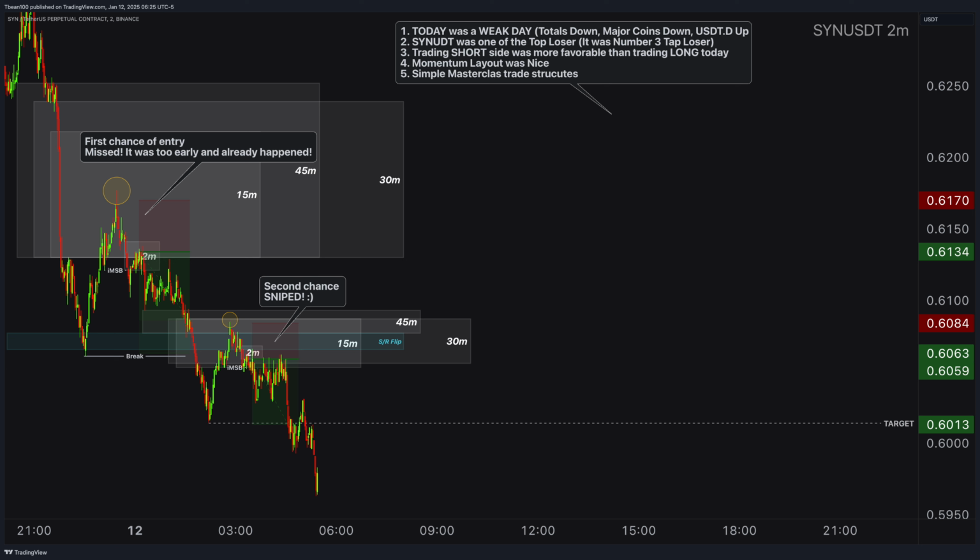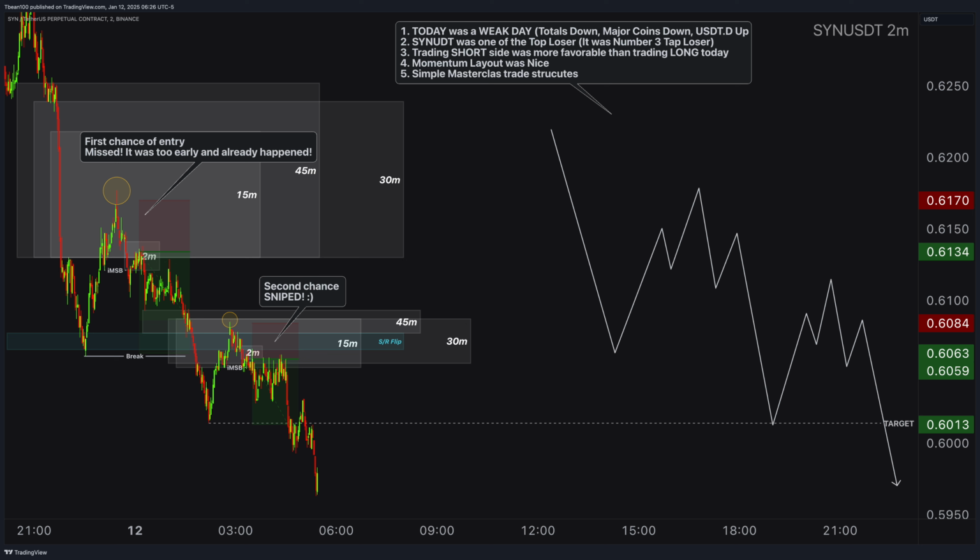If you are confused, let me recap all the price action in simple terms. First, today was a weekend day with negative totals, negative major coins, and a powerful USDT dominance. And the SYN coin was one of the top loser coins of the day. So, I thought that taking a short trade was a better idea today. The rest is simple masterclass price action.